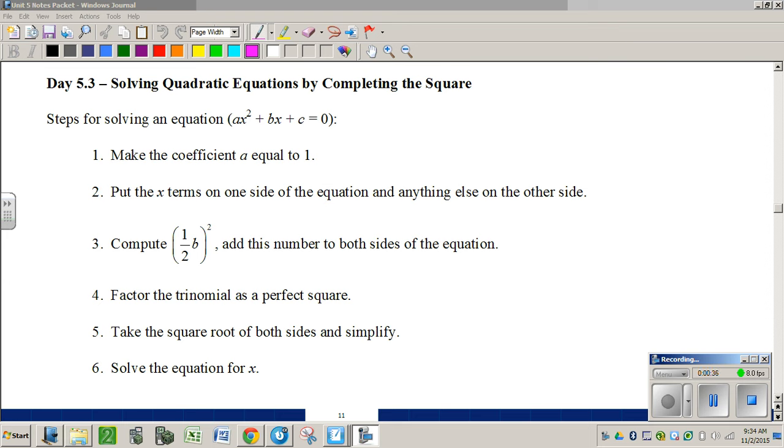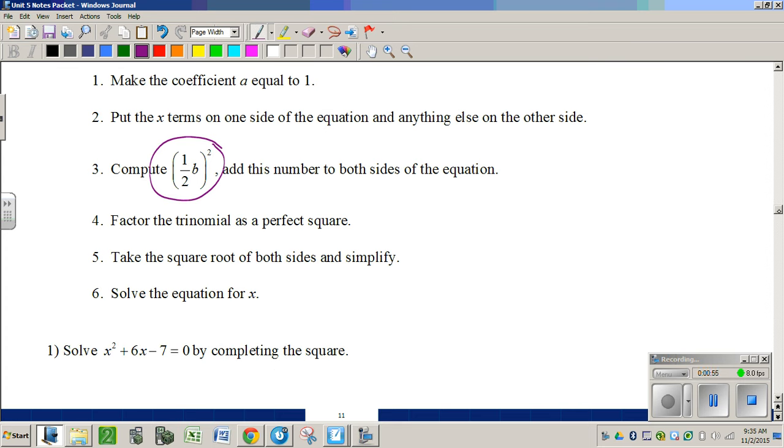We're going to move our x terms to one side of the equation, and anything else on the other side, I'm talking about a constant value where you do not have a variable attached to it. This 1/2 b squared value, we'll take a look at that. We're going to add that number to both sides of our equation, keeping it balanced as we work through it. When you add the 1/2 b squared value to each side, you end up with a perfect square trinomial, which you're going to be able to factor. You're going to take a square root of both sides, and then solve for x. Sound pretty simple? All right, let's get started.